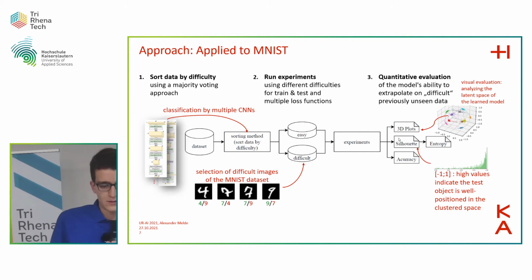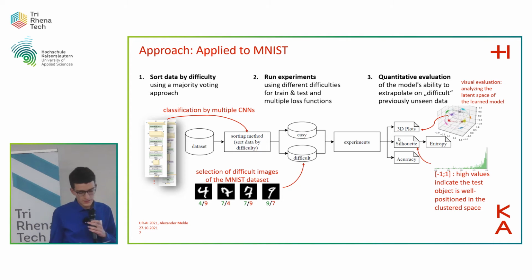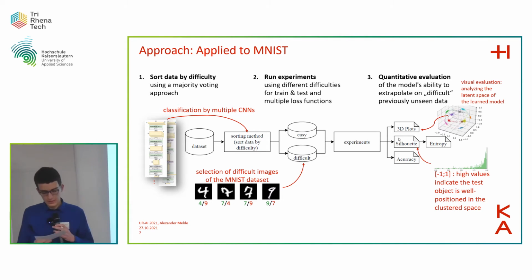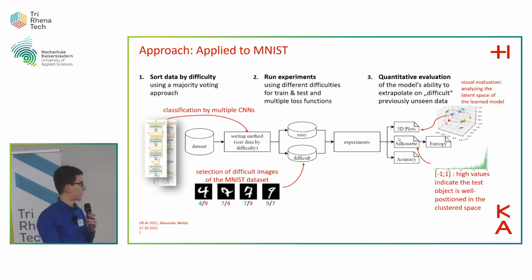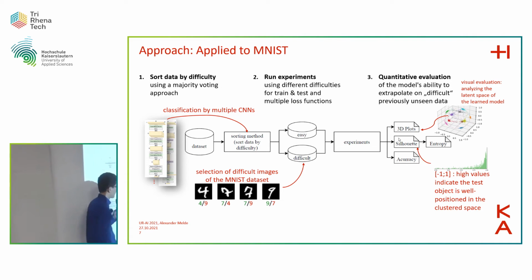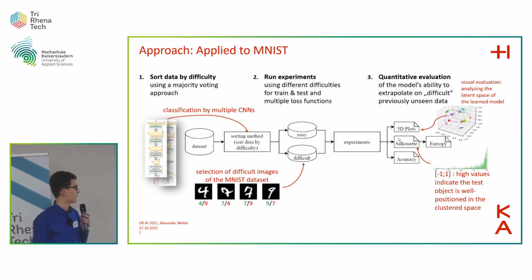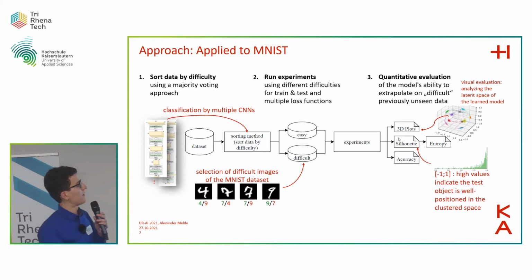We applied this concept to the MNIST dataset, and we used multiple convolutional neural networks for this. You can see them here on the side, and they did the voting. Then we took a look at which images were misclassified. Here are some examples. For example, the number 4 is often misclassified as number 7 or vice versa. And we created 3-dimensional plots, which are on the very left side on top.